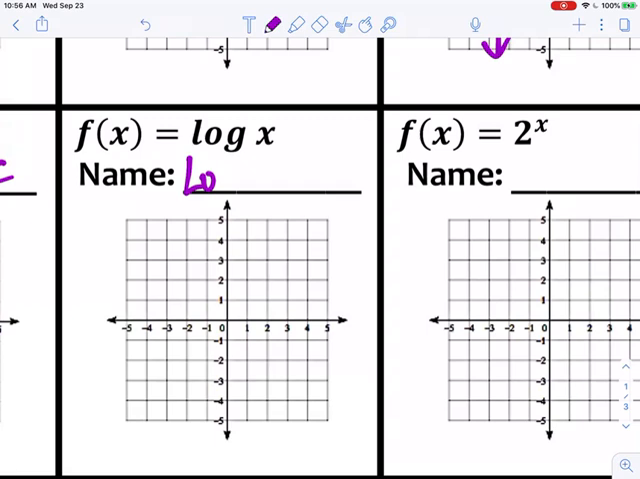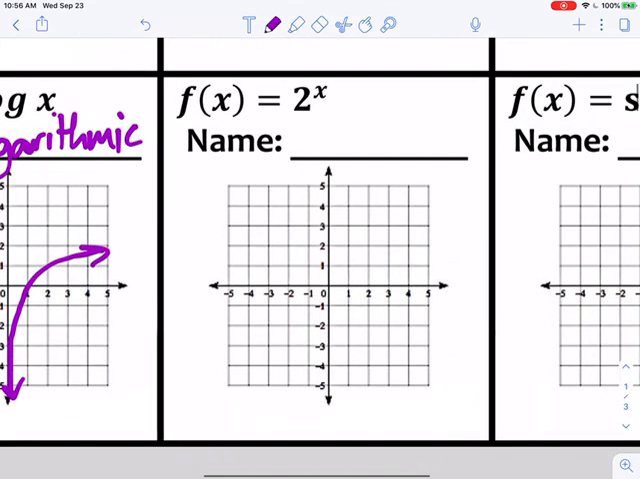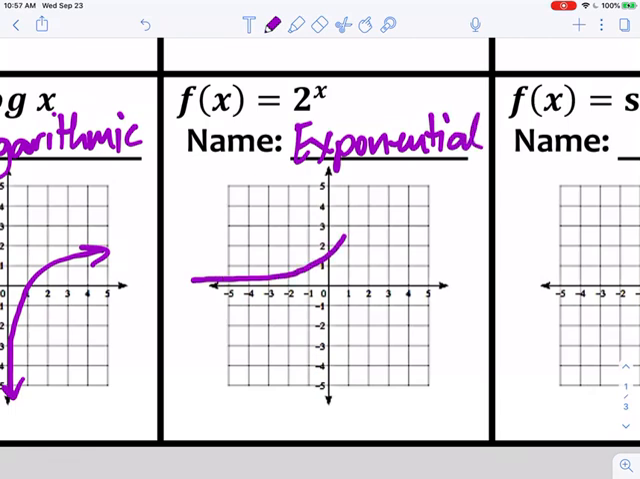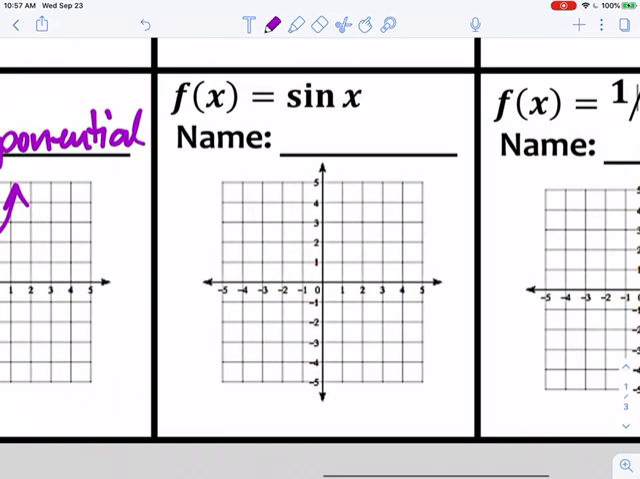And log of x is going to be our logarithmic. And we know that logarithmic approaches and then crosses here at 1. That approaches our y-axis, and 2 to the x is our exponential. We're going to see some approaching here as well. This is approaching the x-axis. And then we'll increase drastically.